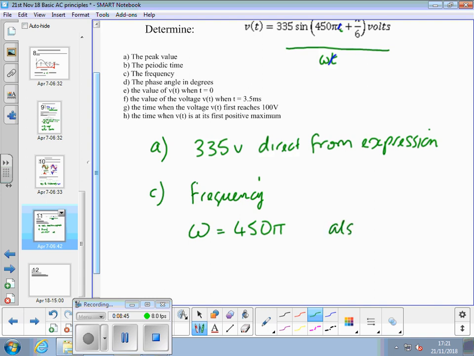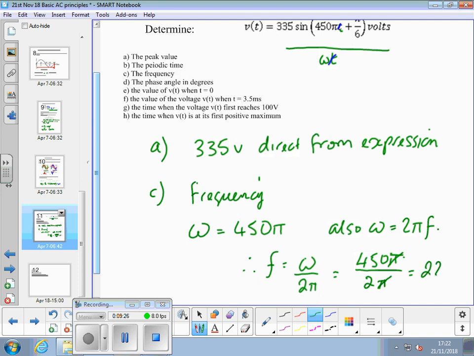Also, omega is equal to 2 pi f. Therefore, f is equal to omega over 2 pi, equals 450 pi over 2 pi. And you can see why I never advocate evaluating pi very often unless I have to, because quite often they cancel each other out. 225 hertz.